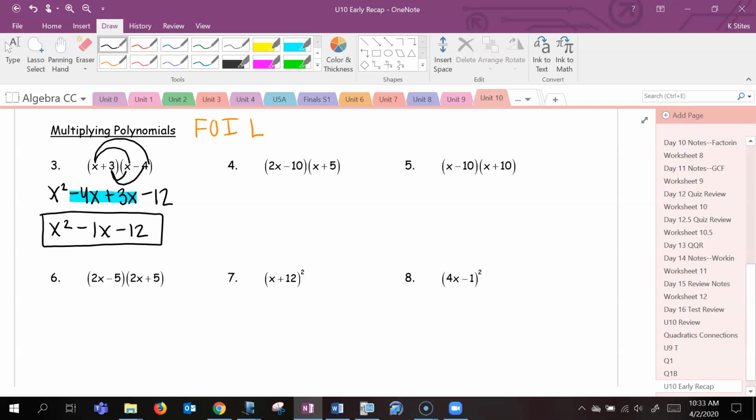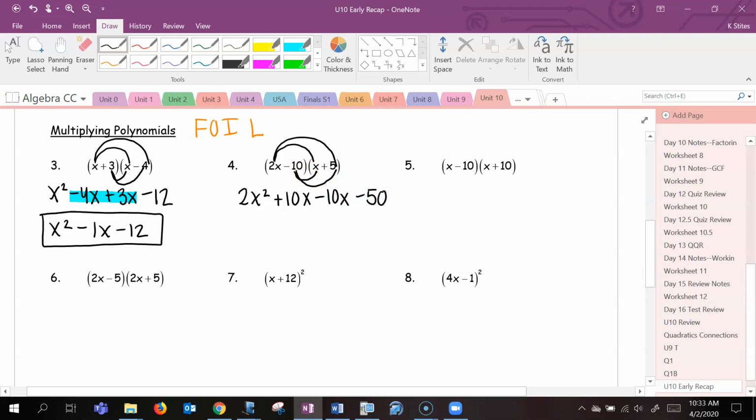All right, so here you go. Let's go over the answer of how to do this. Let's see if you got the right one. First, 2x times x, 2x squared. Outer, 2x times 5 is a positive 10x. Inner, negative 10 times x, negative 10x, and last, negative 10 times 5 is negative 50.